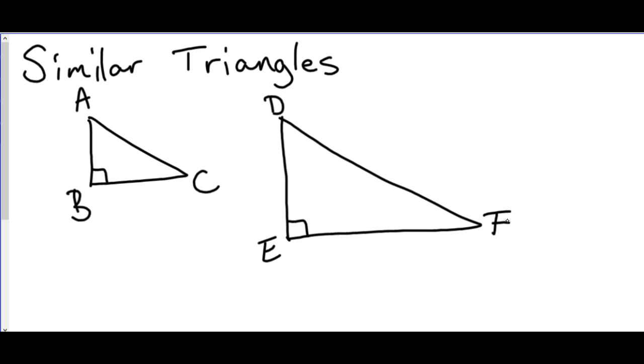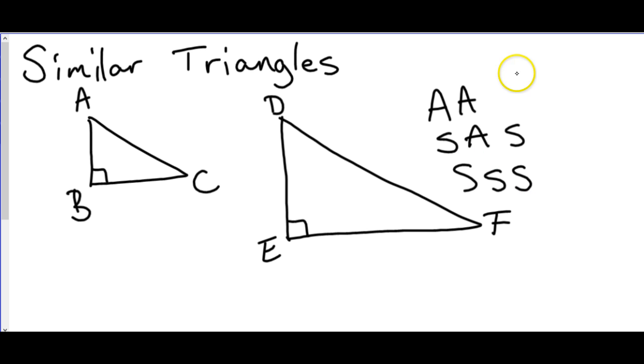So if these triangles are going to be similar, we need some pieces of information. There's three ways we can prove triangles similar. AA, which stands for angle, angle, SAS, which stands for side, angle, side, and SSS, that stands for side, side, side.